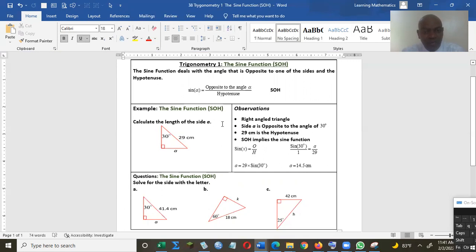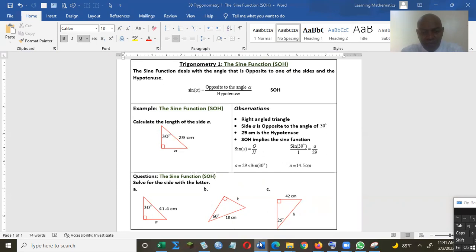So let's move on further. 29 is the hypotenuse, right? So if 29 is the hypotenuse, A is the side opposite to the angle 30 degrees. Using the side opposite to the angle and the hypotenuse, then you can use sine. So sine of 30 degrees is equal to opposite over hypotenuse. We are looking for the side A. A is the side opposite to the 30 degrees. So you just rearrange and you solve for A. You multiply 29 by sine 30 degrees to give you 14.5.